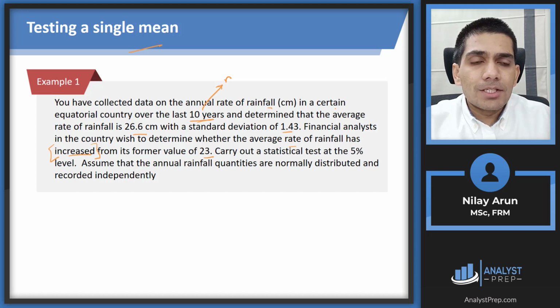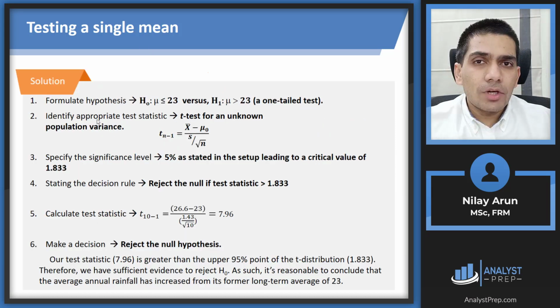And the comparison value is 23. Now you need to carry out a statistical test at the 5% significance level. Assume that the annual rainfall quantities are normally distributed and recorded independently. In this case, we will end up using the t distribution. Why? Because we don't know the variance. So let's try solving this. We follow the exact same 6 steps.